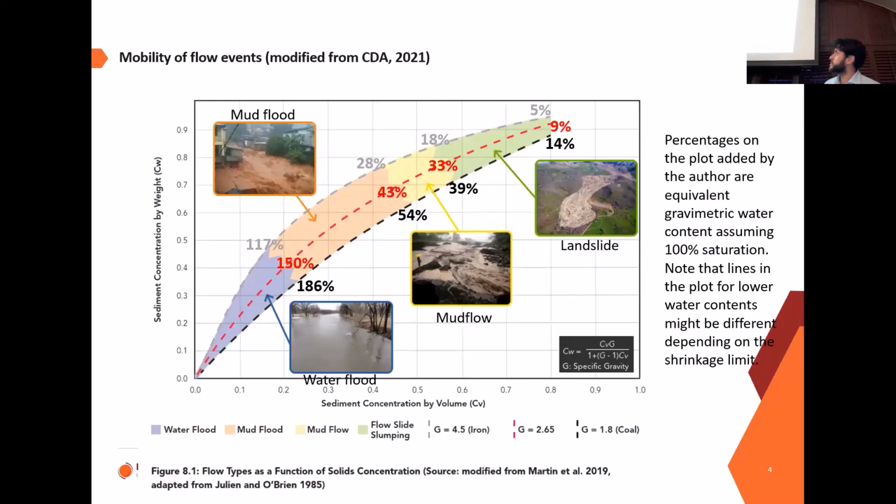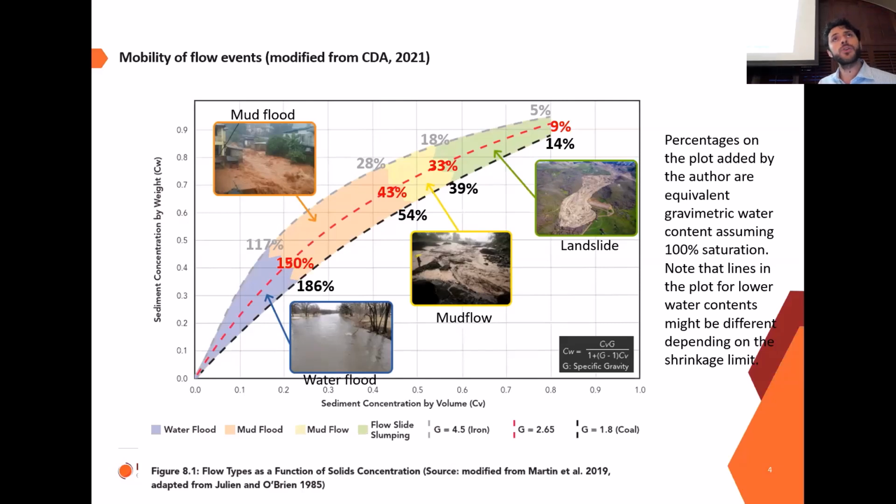So some of you might know this plot. In the horizontal axis, we have sediment concentration by volume. In the vertical axis, we have sediment concentration by weight. That's the notation that hydraulic engineering and some other disciplines may use, the notation that most engineers might know, but geotechnical engineers like to talk in terms of water content. So I have intentionally added the percentages in the plot, which represent the equivalent water content for each one of those concentrations, either by weight or by volume.